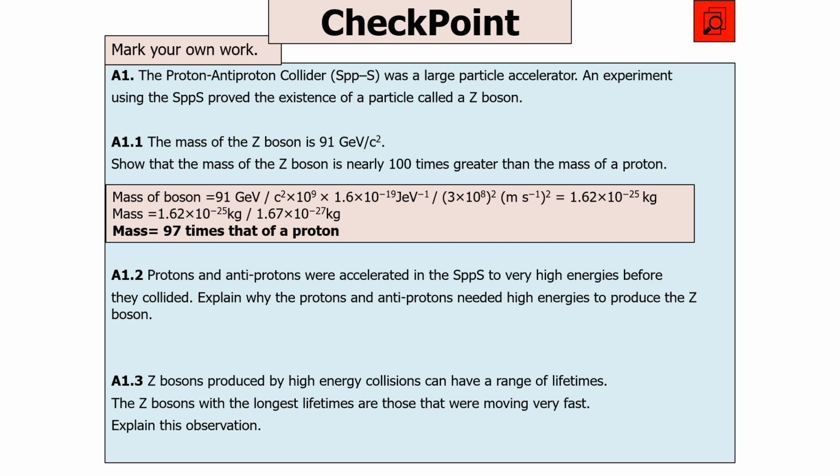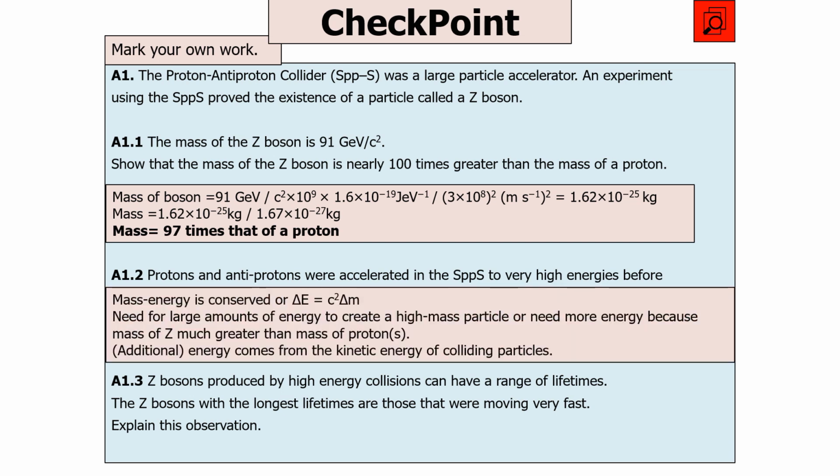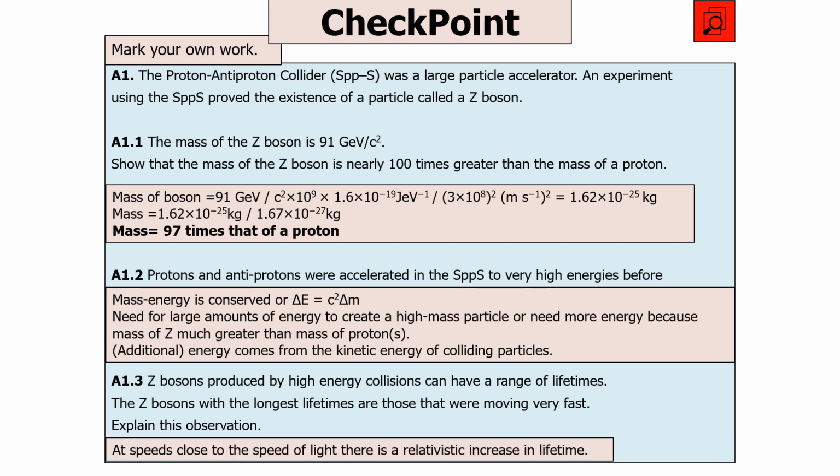Now you need the high energies to do this because we know mass energy is conserved in a particle interaction. So if we need to create a particle of high mass, we need high energy before that collision to produce it. So the mass of this larger particle, the Z boson, is coming from the kinetic energy of the colliding particles. Now the particles that have the longest lifetime are those moving very fast, because when you move close to the speed of light, you'll have a relativistic increase in the lifetime of it due to the theory of relativity.